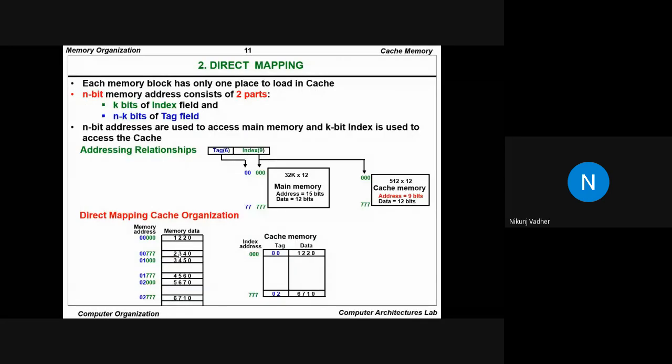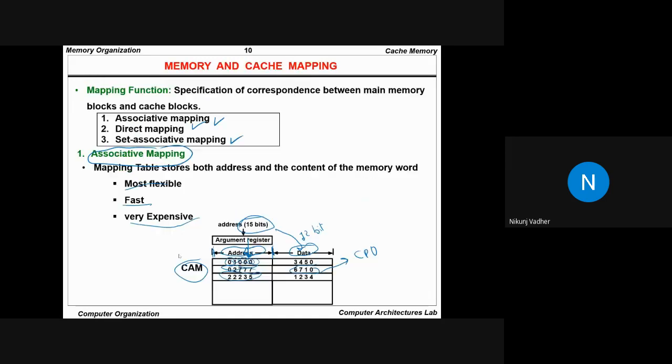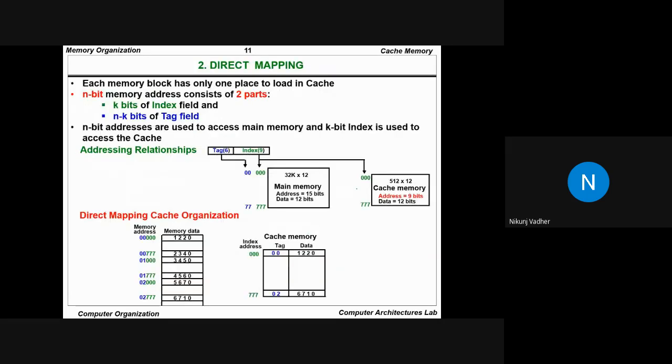What will happen in direct mapping? In direct mapping, the 15 bits will be divided into two parts: index and tag. As I told you, it will be divided into a k-bit index and an n minus k bit tag.